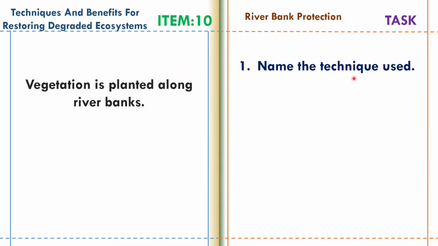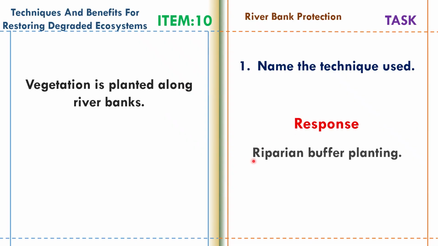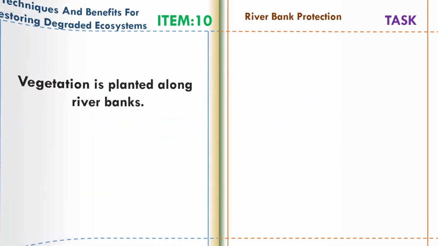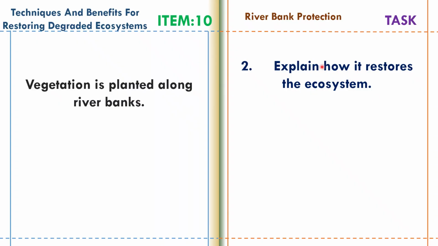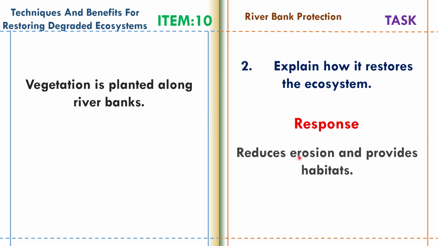Name the technique used. Riparian buffer planting. Explain how it restores the ecosystem. Reduces erosion and provides habitats.